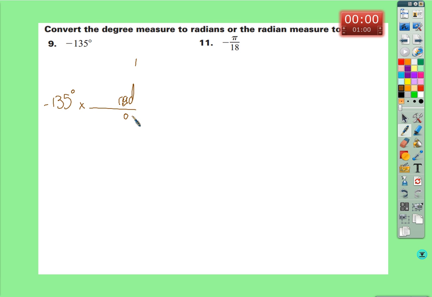How many degrees and how many radians? 180 degrees is pi radians. What are we multiplying this by essentially? What is this equal to? If we divide this by that, what am I going to get? 1. I'm dividing something that's equivalent to that thing, I get 1. I'm really just multiplying negative 135 by the number 1, and it doesn't change the value of it at all. It just converts it to a different unit. So the degrees get canceled out. See if 135 and 180 simplify there.